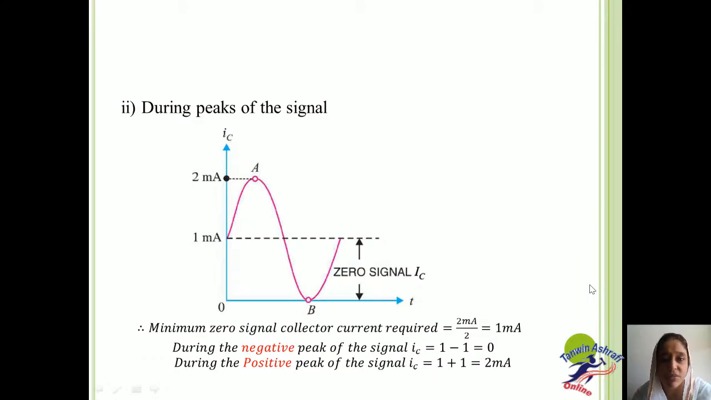During the positive peak of the signal, the minimum zero signal collector current required is half above and half below. Of 2 milliamp, that is 1 milliamp above and 1 milliamp below, so it is 1 milliamp. During the negative peak of the signal, 2 minus 1 minus 1 is 0. And during the positive peak, 1 plus 1 is 2 milliamp.